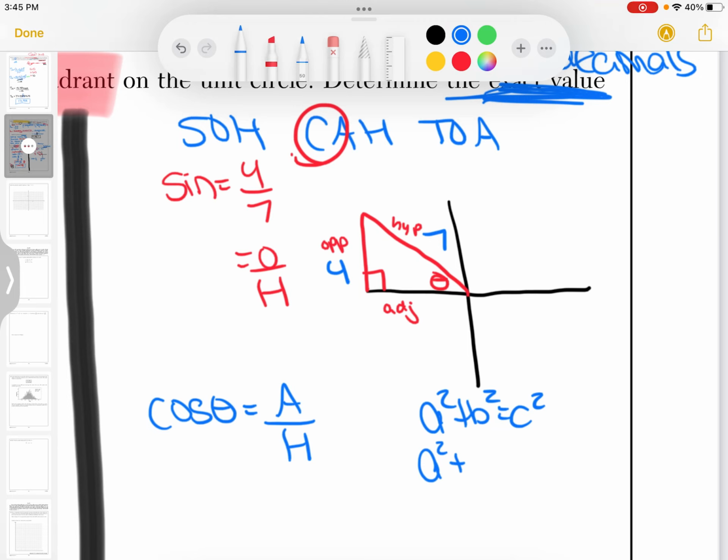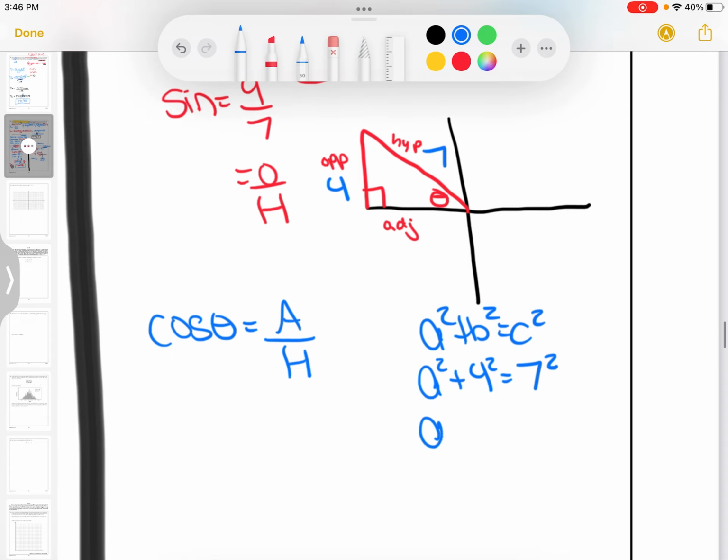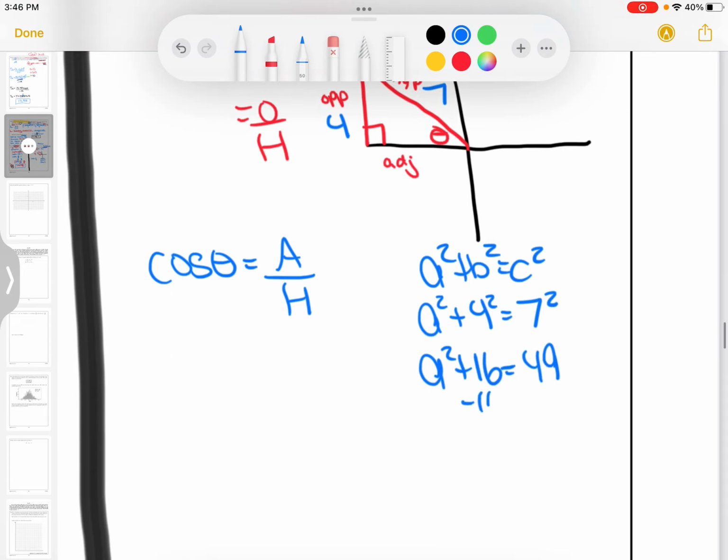I'm just going to leave it as a for adjacent, because why not? The opposite's going to be b. The big idea with Pythagorean theorem is that the hypotenuse is always across from the right angle, and it has to be your c. So my 7 squared is going to go here. So this is a squared plus 16 equals 49. Those numbers look familiar. I'm hoping we can solve this one pretty good.